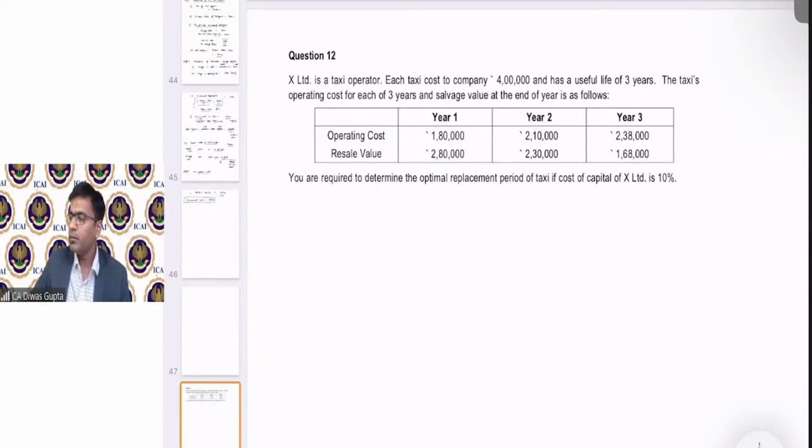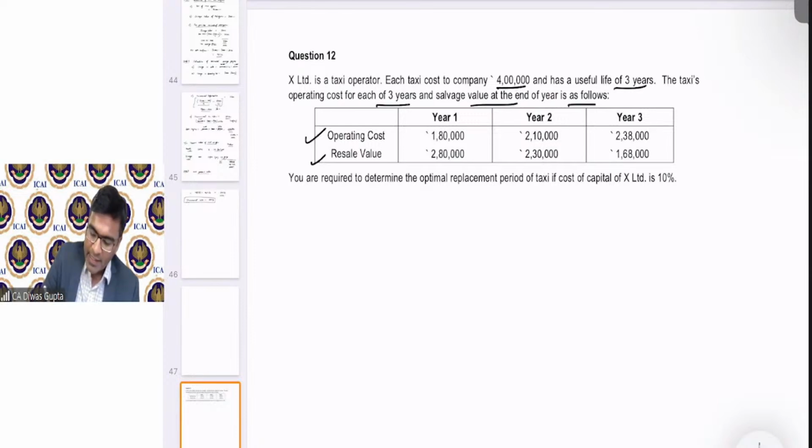Okay. So in question number 12, it says that X Limited is a taxi operator. Each taxi costs the company rupees 4 lakhs and has a useful life of 3 years, right? So they're saying that for one taxi, they spend 4 lakh and it has a given useful life of 3 years. The taxi's operating cost for each of the 3 years and the salvage value at the end of the year are given as follows. These are the operating costs and these are the resale values.